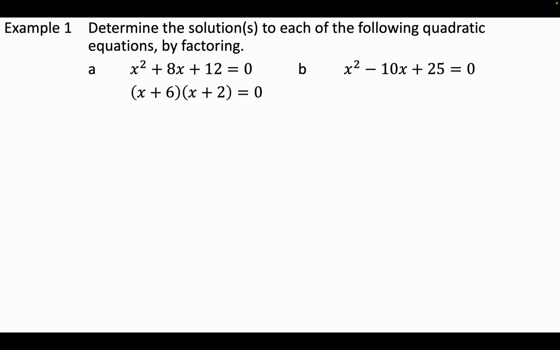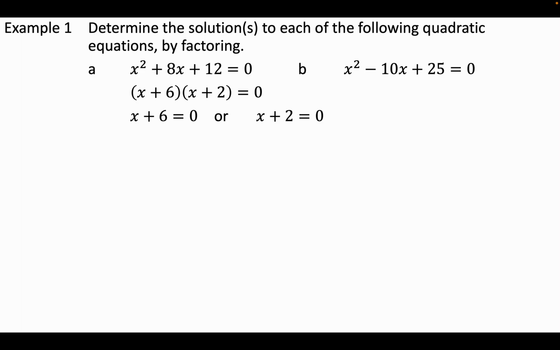Well, now we can say that we have two factors multiplied together. One of them is the x plus 6, the other one is the x plus 2. Now we know that x plus 6 times x plus 2 equals 0. So we know that either x plus 6 had to equal 0 or x plus 2 had to equal 0. And that's that zero product property from the last slide.